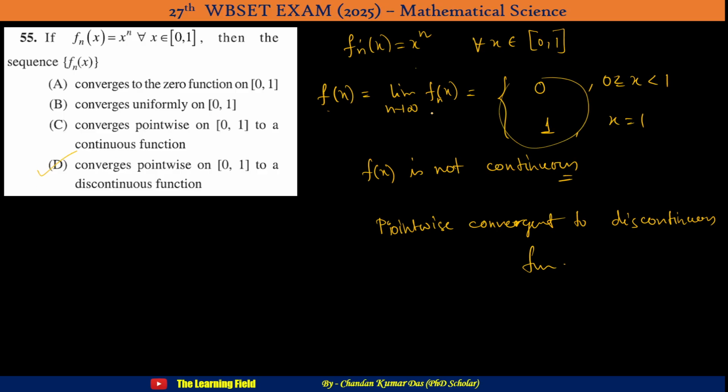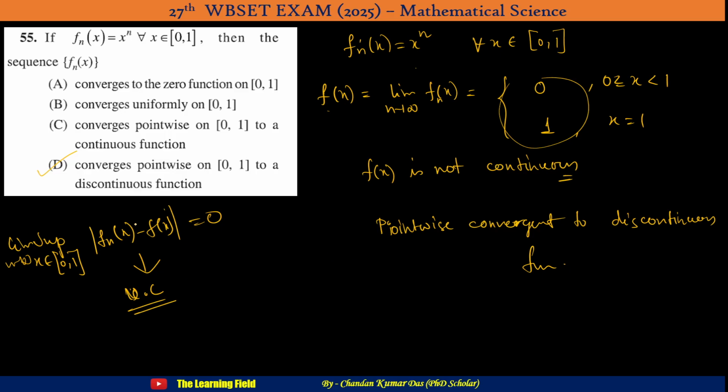If this is uniformly convergent, then what is the formula? We have to check that the supremum over x belonging to the interval, suppose here 0 to 1, of mod of fn x minus f x is 0 as n tends to infinity. Then we say that this is uniformly convergent. But this does not happen. First we have to find the limit function. Limit function is not continuous, so there is no question of uniform convergence. Fine. Option D is correct.